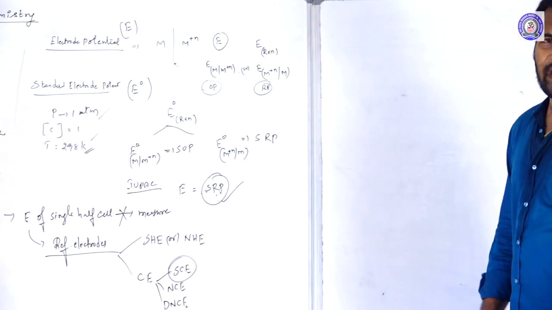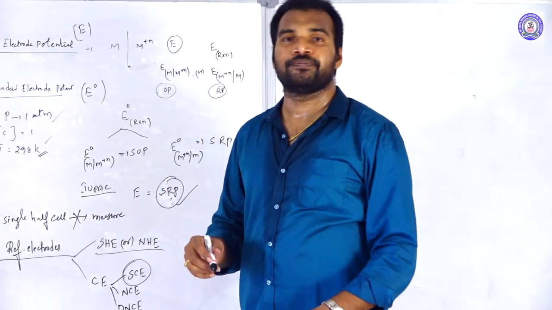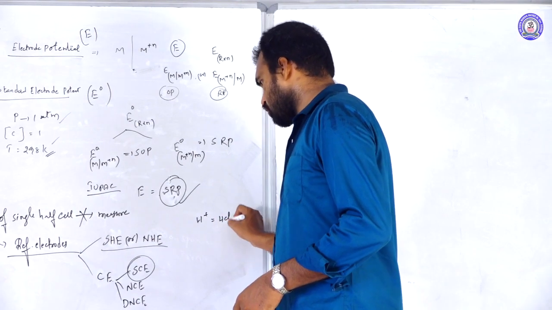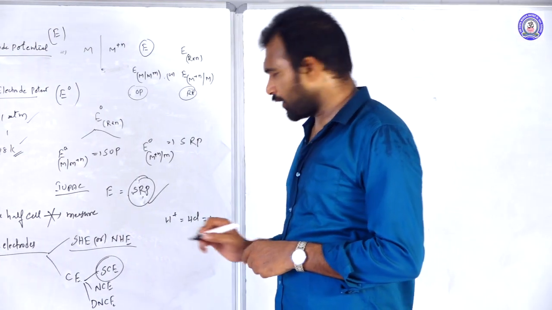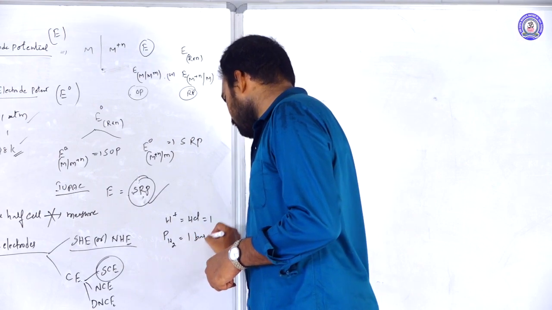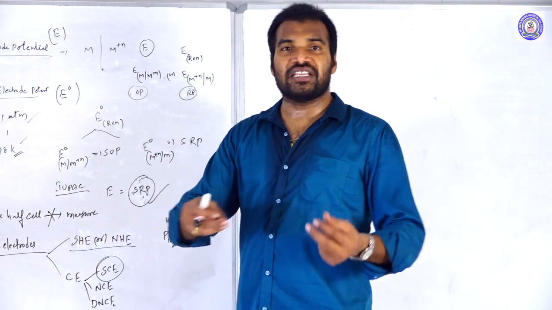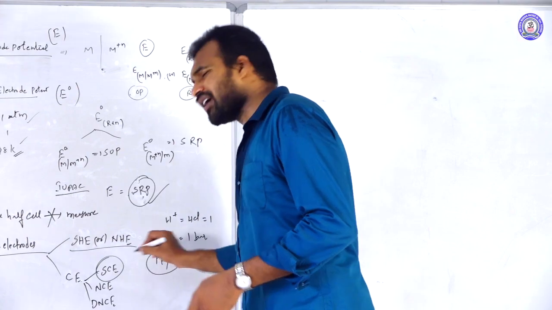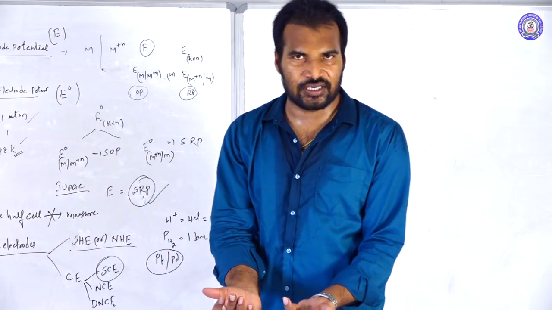First of all, what is the standard hydrogen electrode? Generally you take an H plus solution, meaning HCl solution, where the concentration of HCl is 1 molar and the pressure of hydrogen is 1 bar. We use inert electrodes, either platinum or palladium. Why? Because they will not react. So you take the 1 molar HCl solution.